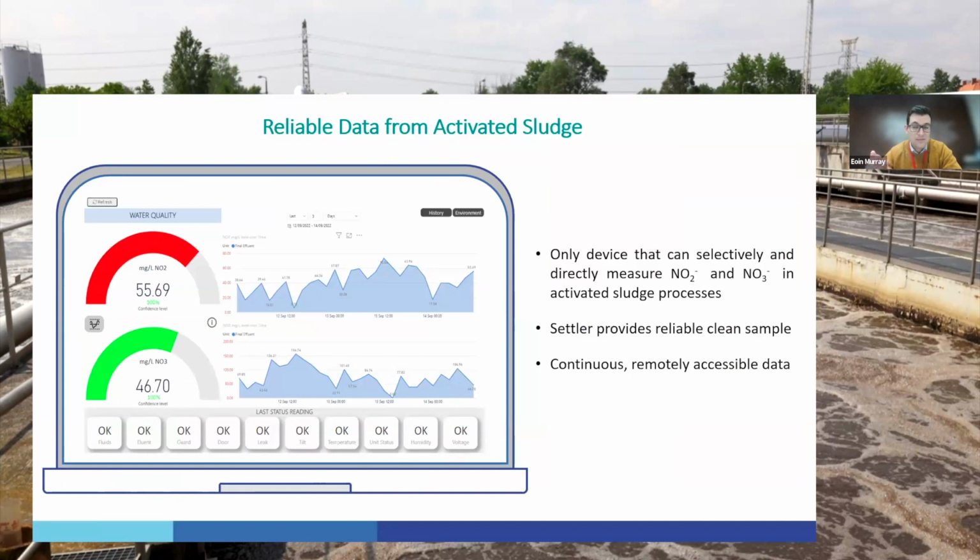In terms of the analyzer itself, it's the only device that can selectively and directly measure nitrite and nitrate in activated sludge processes. And of course, the Settler provides reliable, clean sample, as we've seen, because we're monitoring that supernatant. And ultimately, that enables continuous, remotely accessible data, which is shown here, for example, via our Data Monitrix IoT platform, but of course, all the physical communication options are available as well.